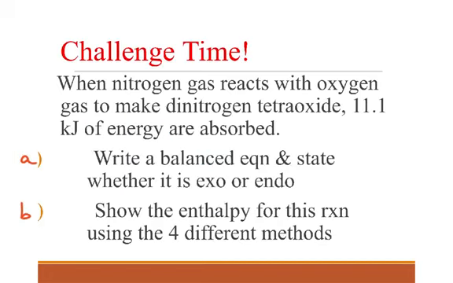So we're going to try one more, and again, I really want you to consider trying it by yourself first, pausing the video and then coming back and looking at the answers and seeing how well you did. So this one is when nitrogen gas reacts with oxygen gas to make dinitrogen tetraoxide, 11.1 kilojoules of energy is absorbed. Write a balanced equation and state whether it's exo or endo, so we need to make sure we've got that straight in our head before we do anything else, and then show the 4 different methods. So same technique as the last question, so pause now and then come back and check.